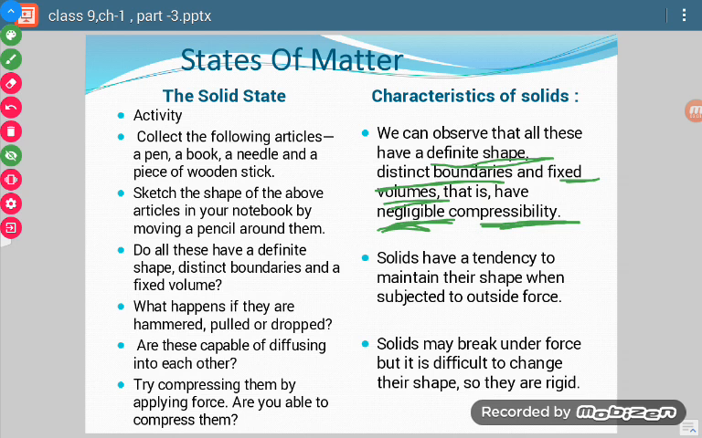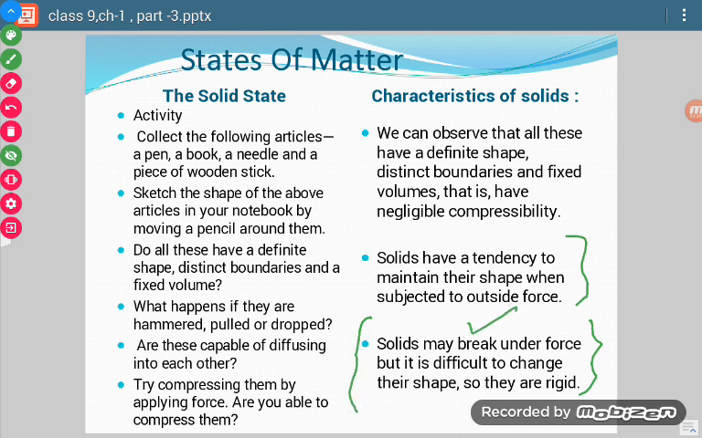Now some solids we may come across where, when we apply force, their shape changes. So there may be such solids also. There may be such solids which may break when we are applying some force. But whatever the smallest portion we take, the shape of the smallest unit of any solid will be fixed. So this phenomenon is called rigidity.